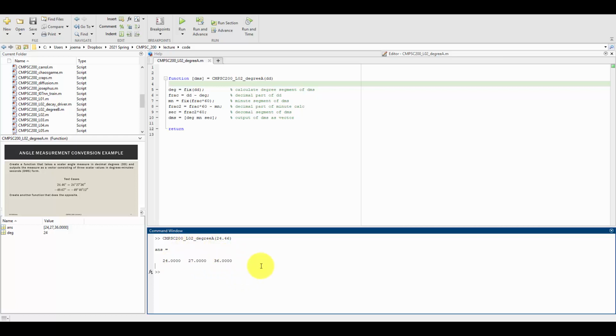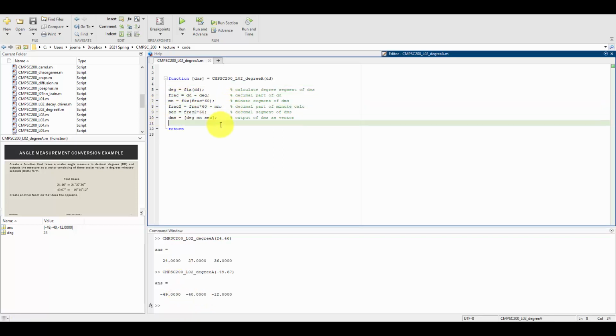So that's going to be degrees, minutes, and seconds. So that's correct. And with the negative, make sure that that works. Negative 49.67 goes in, and out comes negative 49 degrees, 40 minutes, negative 40 minutes, and negative 12 for seconds. So that's not what we want there. We just want the degree part to be negative. So we still have to fix this to make sure that those are positive.